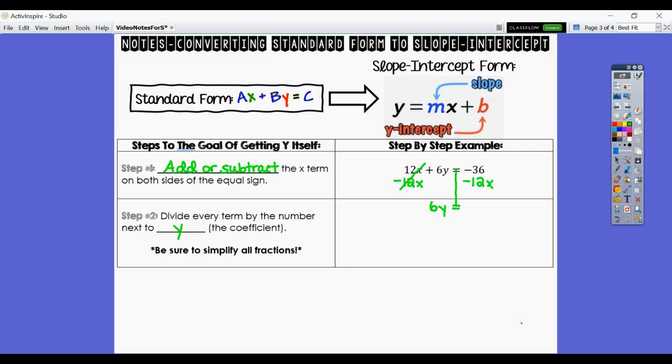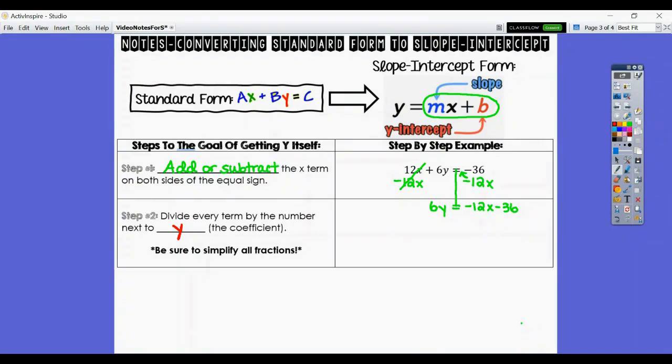So I'm always going to put the x term first and then the number. Why I do that is because of the slope-intercept form up above here. As you see, the x comes before the number, so I want to just slide that one in right before the -36. From here, we have step number 2, which is going to be dividing everything by the number next to y.